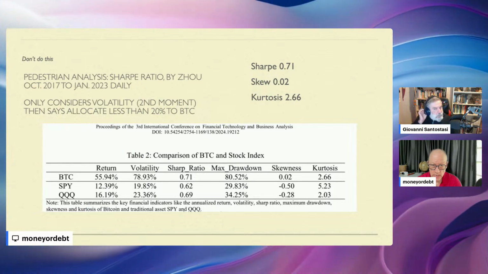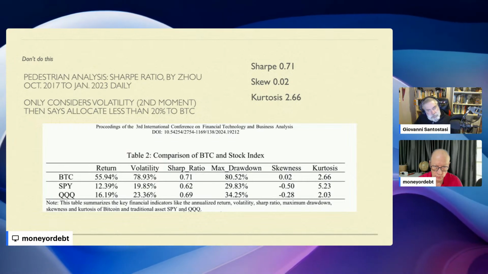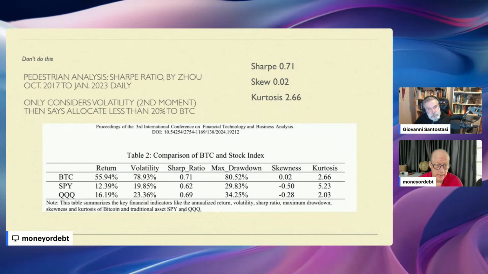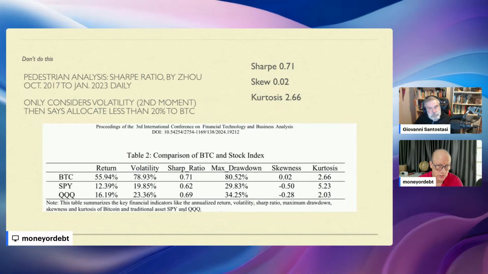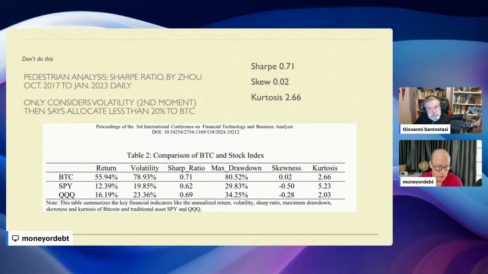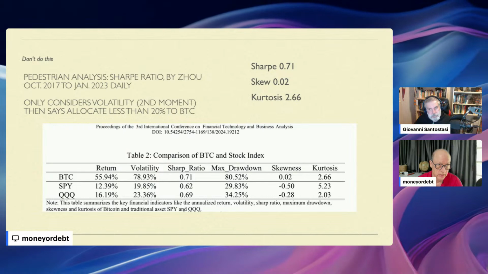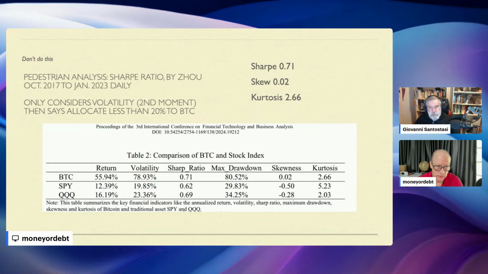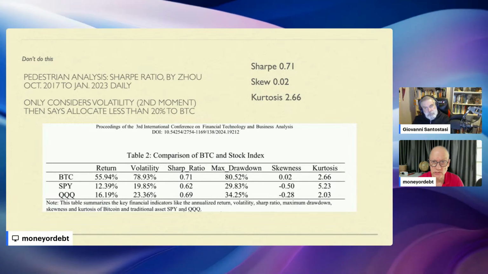And they find a Sharpe ratio of 0.71, which is higher than you see for SPY or for the triple Qs. Of course, much higher return and also much higher volatility. And much higher maximum drawdowns, we know that. Their skewness is slightly positive. Their kurtosis is 2.66. Now, Gaussians have kurtosis of 3. So actually that kurtosis is more narrow than the Gaussian or normal distribution. The SPY has a higher kurtosis, negative skew, and the Q has negative skew, but its kurtosis is not as high.